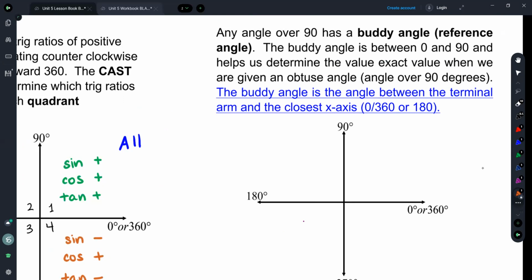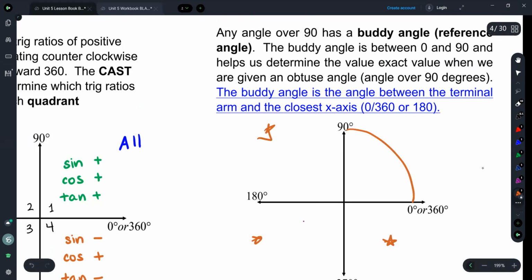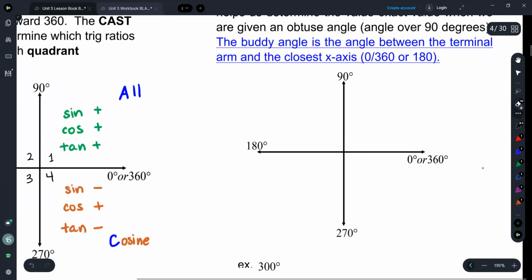The buddy angle will always be the angle between our terminal arm, the arm that gets rotated to measure our angle, and the closest horizontal. That will either be the 180 line or the 0-360 line. If my angle is already in the 0 to 90 quadrant, I don't need a buddy. I only need it if my angle is in one of these three quadrants. So let's use the example of 300.